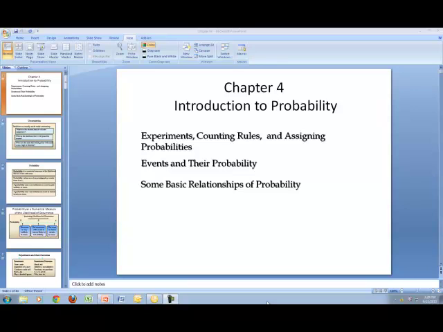In Chapter 4, we will be learning about probability. These are the concepts we will learn. First, we will look at experiments, how to count outcomes according to certain rules, and how to assign probabilities to those outcomes. Then we will look at the notion of events and how to calculate their probabilities. Finally, we will look at some basic relationships of probability.